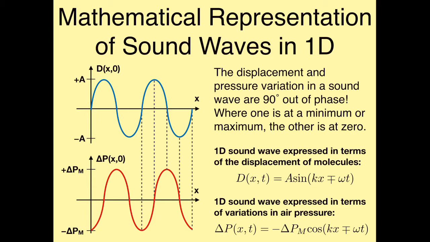So again, let me just show you a few other points on the graph. Here we have a maximum in the displacement. If you follow that down to the pressure graph, that will be pressure delta p is equal to 0. Here we have a peak or a maximum in pressure. If you follow that to the displacement graph, displacement is equal to 0. So that's what it means for them to be 90 degrees out of phase.